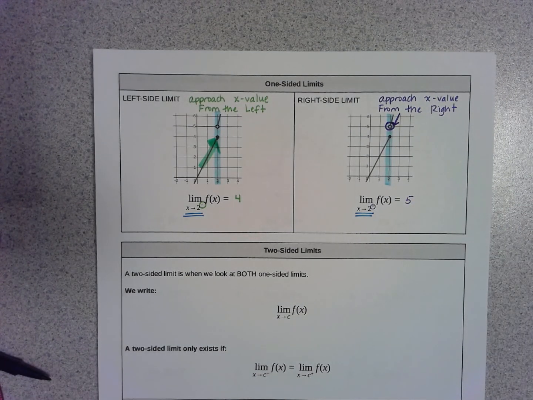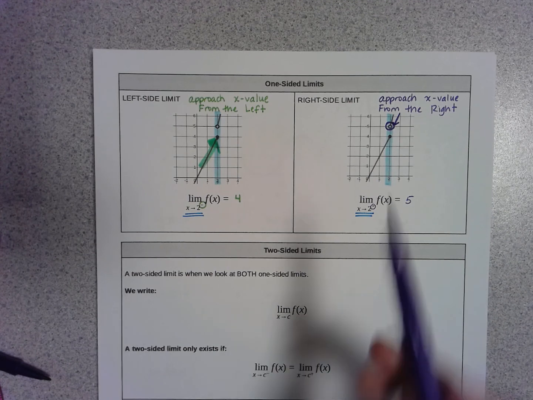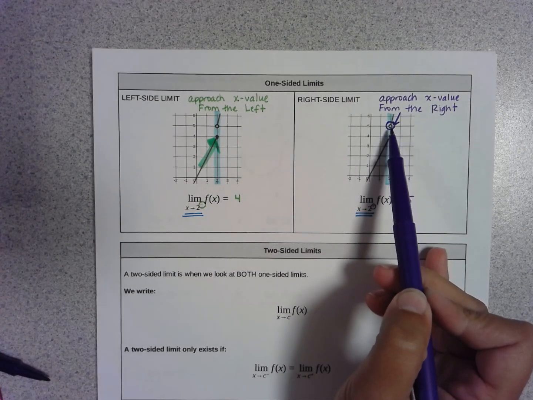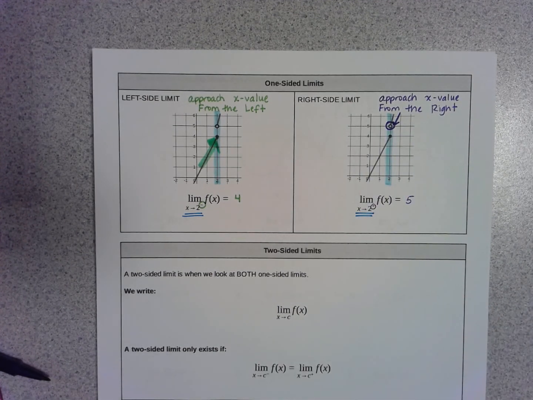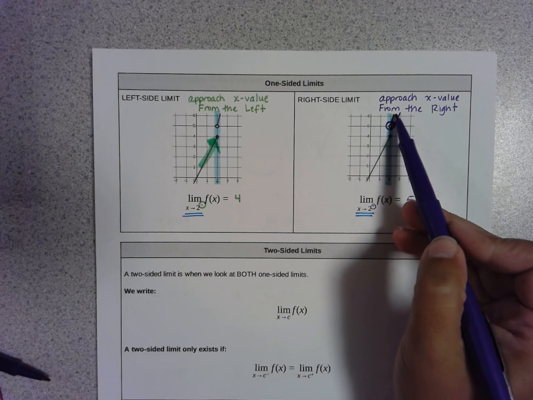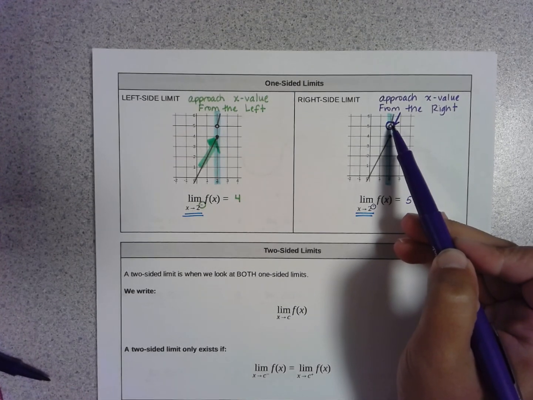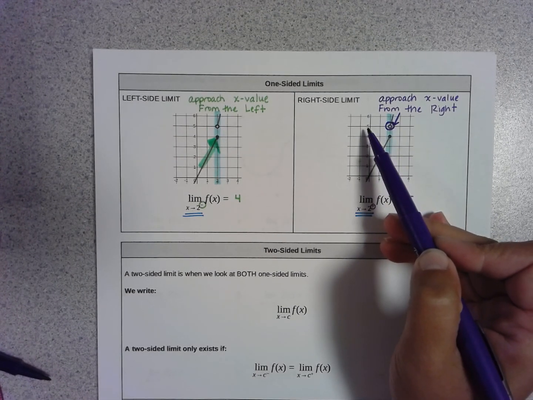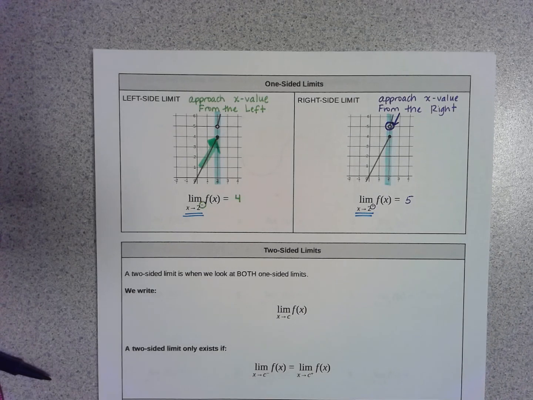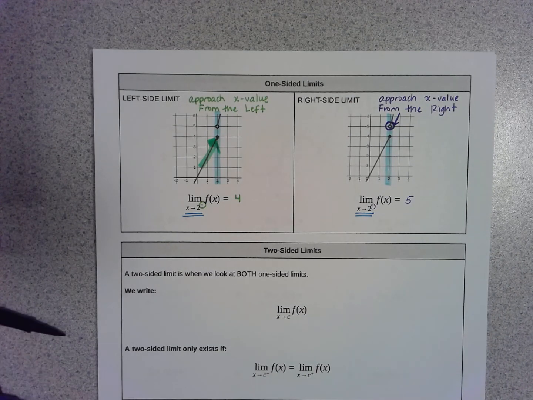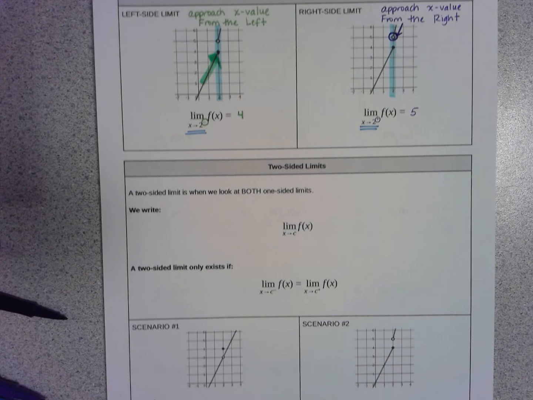Now, some students have trouble with this because they say, well, but wait, there's an open circle there. Remember, a limit is just telling us where the graph intends to go, not whether there's actually a closed circle there or not. So since I'm sliding towards this open circle, that's where I intend to go, which means my y-coordinate is 5. Now, after we've discussed one-sided limits, we can discuss two-sided limits.